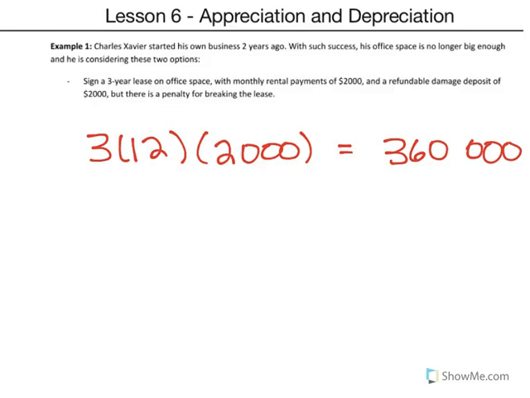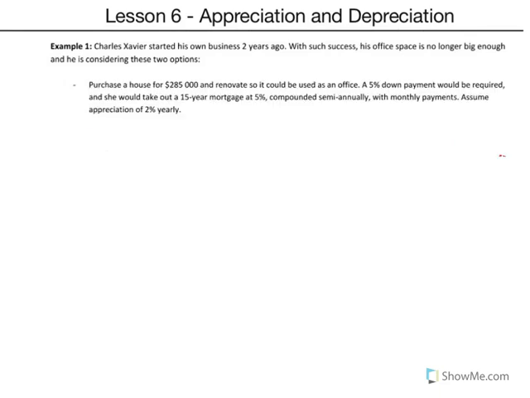And remember, he has no equity because the leasing company would still own this building. He wouldn't own it. His second option is to buy a house for $285,000 and renovate it so it could be used as office space. There would be a 5% down payment, and he would take out a 15-year mortgage at 5% compounded semi-annually with monthly payments. Assume appreciation of 2% yearly.